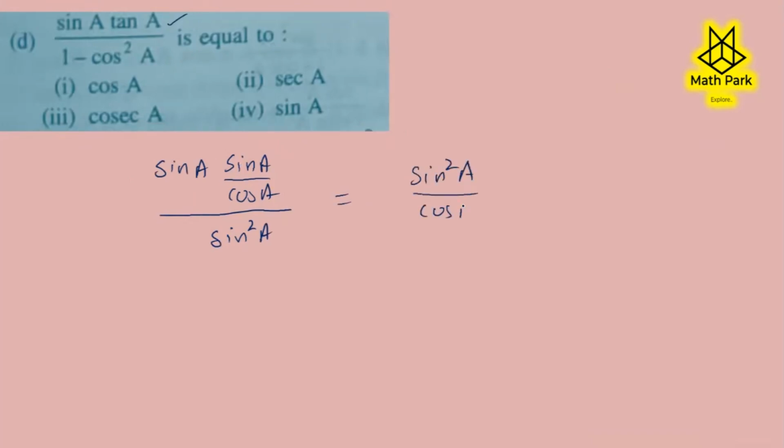Sin A tan A upon 1 minus cos square A. Now this tan A is sine A upon cos A, and 1 minus cos square A is sine square A. Now we get here sine A into sine A is sine square A upon cos A into 1 upon sine square A. Now this sine square A got cancelled. 1 upon cos A is going to be sec A. 1 upon cos is sec. So second option is the correct option.